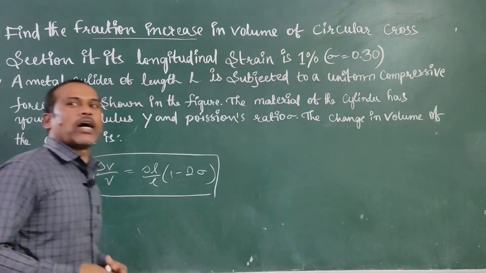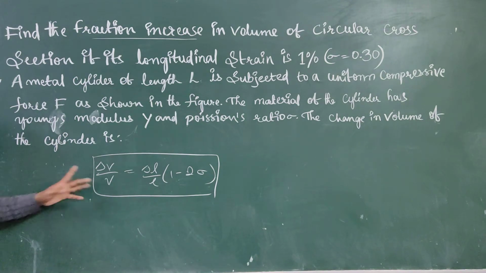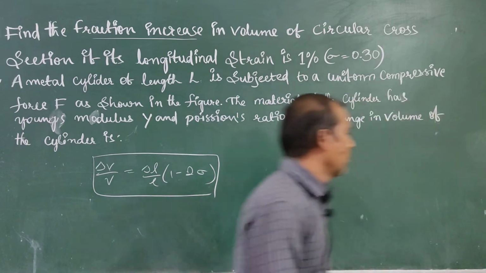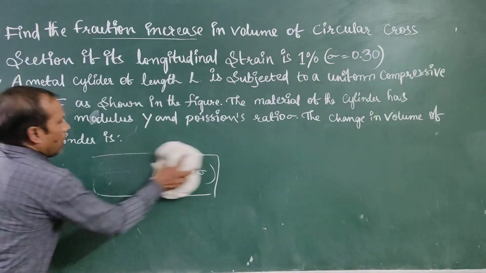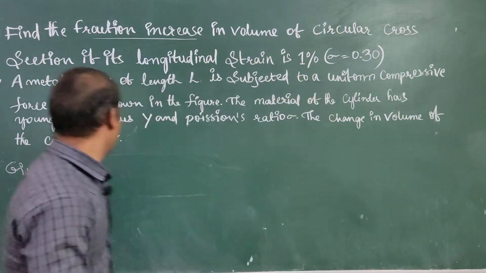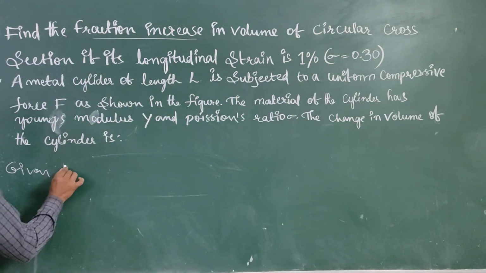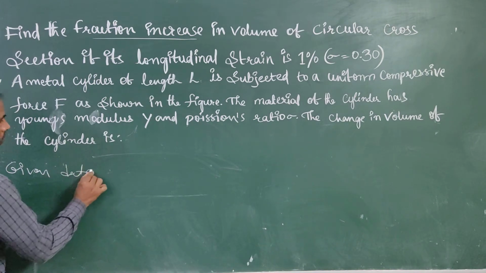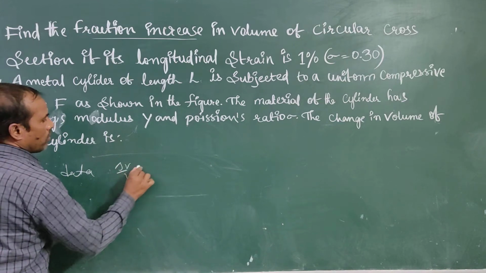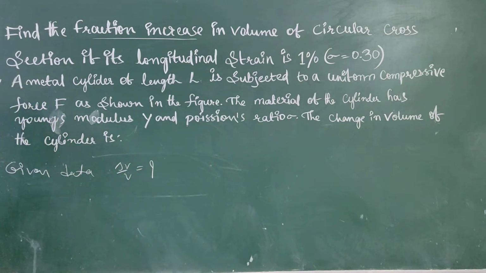So we have to find delta V by V. First of all, the given values. Is the sound coming? Given data: delta V by V is the fractional increase of the volume, which is to be found.